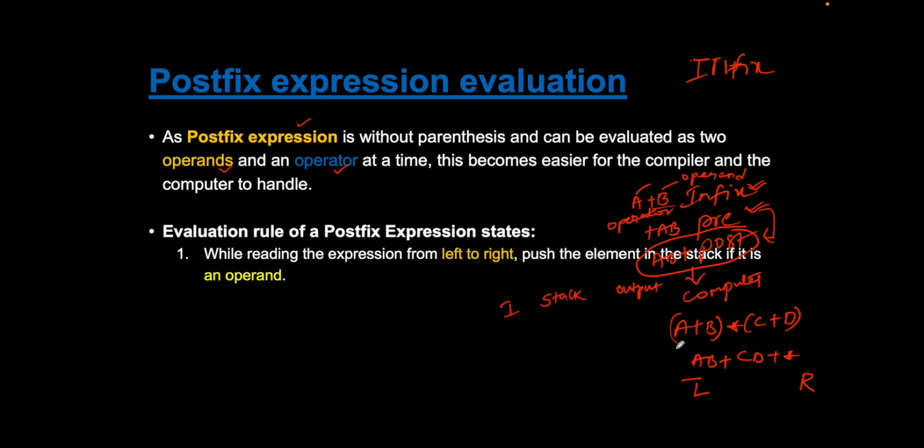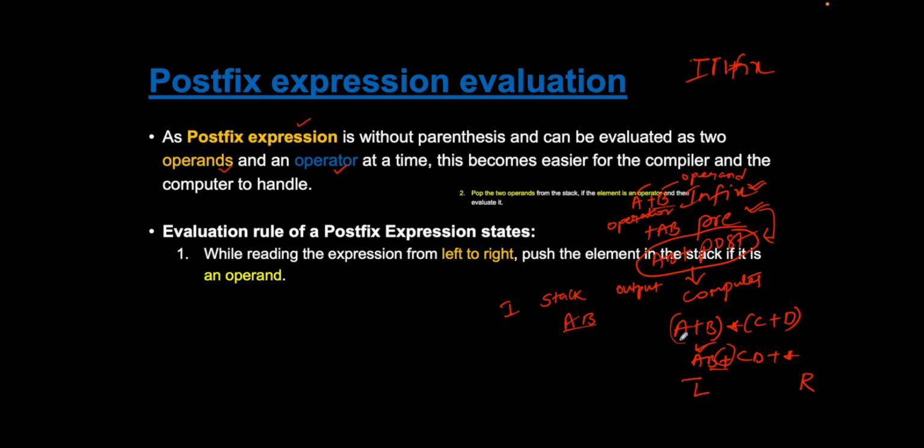Whenever you are reading an expression from left to right, if it is an operand value, you push it into the stack. Whenever an operator comes, that goes to the second rule. So the first rule is: reading an expression from left to right, push the element into the stack if it is an operand. For example, here a is an operand value, so I push it into the stack. The next one is the second element, which is also an operand, so I push it to the stack again. The next one is an operator.